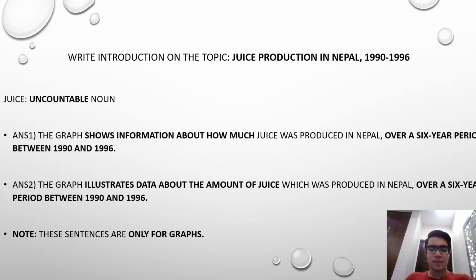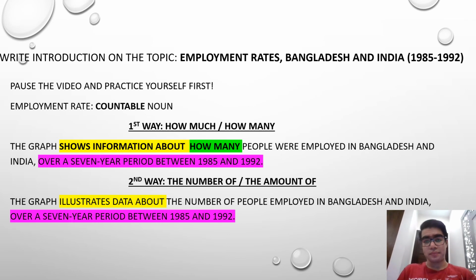Then we have the second format, and you can say the graph illustrates data about the amount of juice which was produced in Nepal over a 6 year period between 1990 and 1996. And these sentences are only for graphs. It's not for maps or flowcharts. I'll come back to those later on, but these are for graphs. Now you should write. I'm telling you that you need to practice this yourself. Whenever I bring up a question like a topic statement, you should go straight to your copy or notebook and write the answer down, and then check the answers later on.